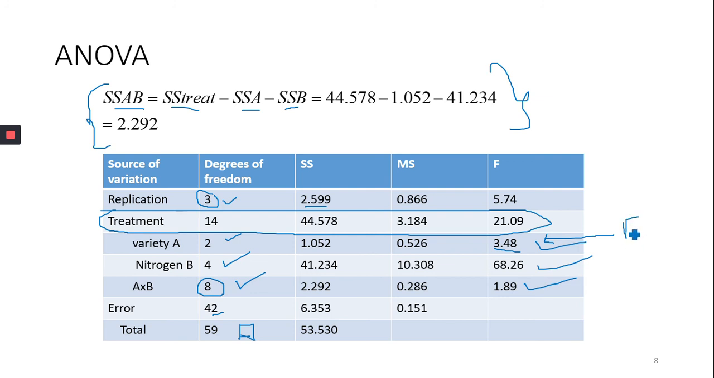F numerator 2, denominator 42. Numerator 2, denominator 42, at alpha, of course, 0.05. Please, ladies and gentlemen, I'm not going to show you this. Go to the statistical tables for F, Fisher's tables, go to the statistical tables. Look out for this value.